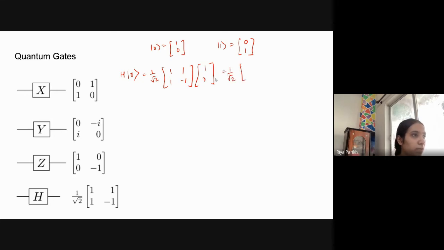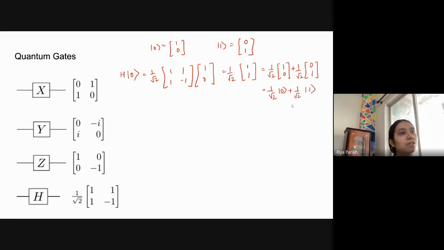And we obtain (1, 1) times 1 over root 2. Now, if we're trying to separate it, as we saw earlier, it will be 1 over root 2 times state 0 plus 1 over root 2 times state 1, right? So it's the same as state 0 and 1. So it can be written as 1 over root 2 state 0 plus 1 over root 2 state 1. So it's an equal superposition of both 0 and 1.